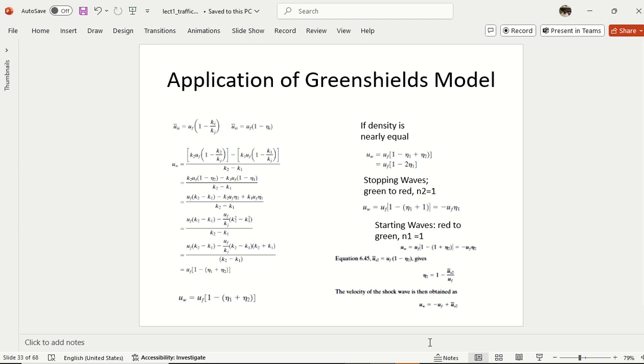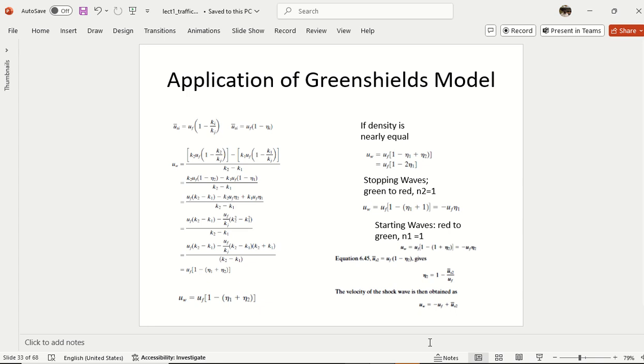Then you can put this value of eta 2 in this equation. Here we have eta 2 into minus UF, so we take the value of eta 2 from here and put it here. The equation will become this. So this is the equation for the velocity of the shock wave when the signal goes from red to green according to the Greenshield model.